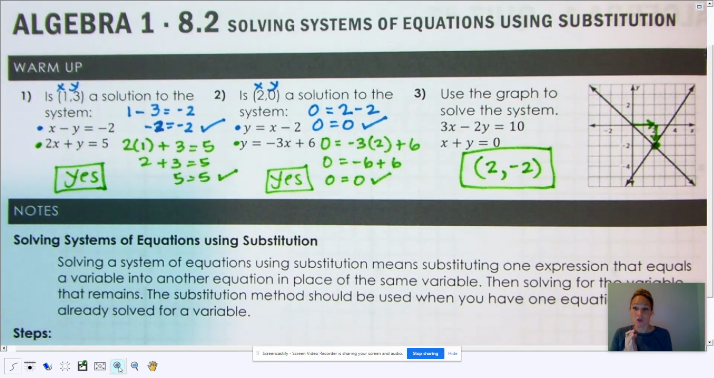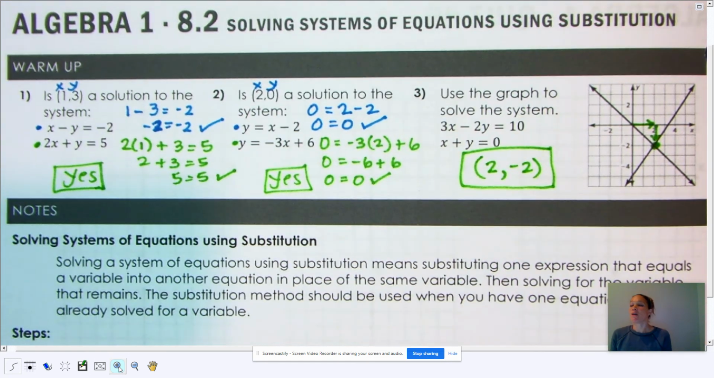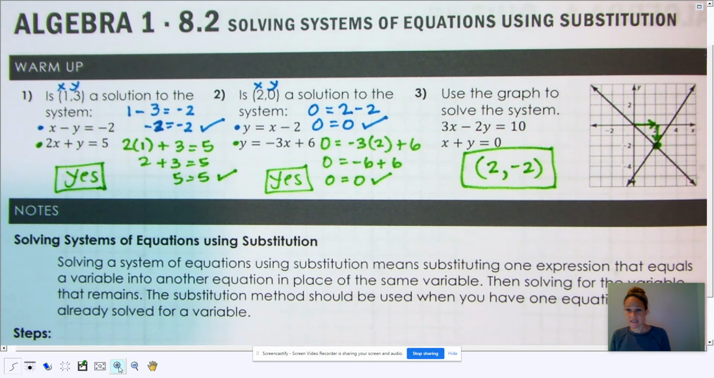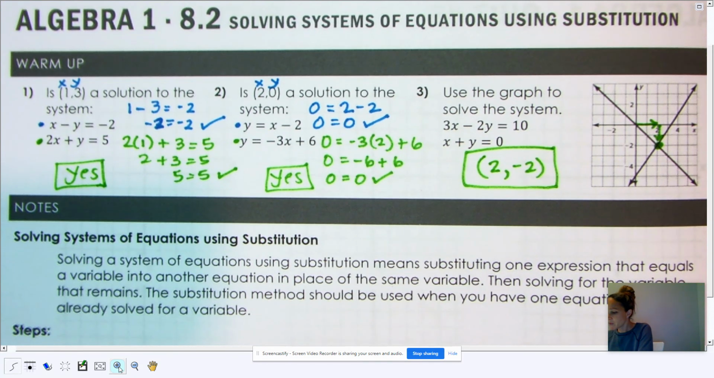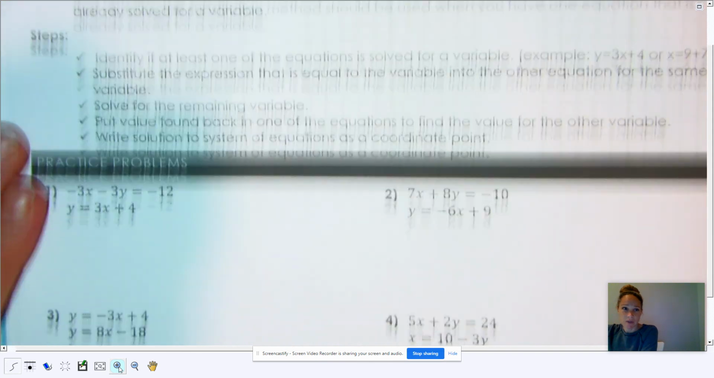Moving on to the notes. Sometimes it works really well to make a graph and to find the point where they cross, but sometimes it makes a little bit more sense to try to solve a system of equations using algebra, using some of the skills that we have already. So what we can do is, if we know that 2 equations are equal to the same thing, we can substitute that value in. For example, I'll let you guys read the notes in your book a little bit later.